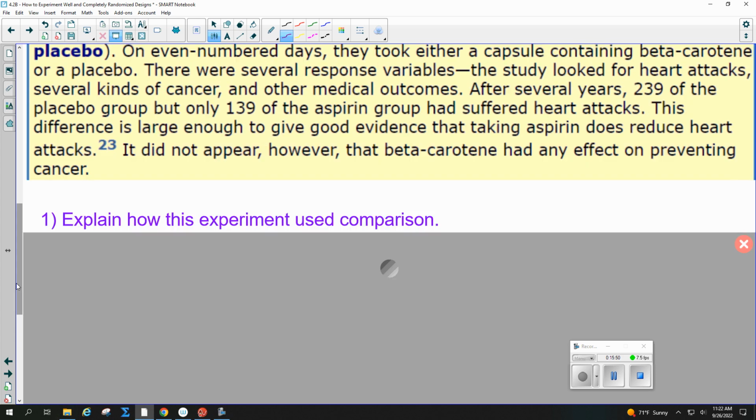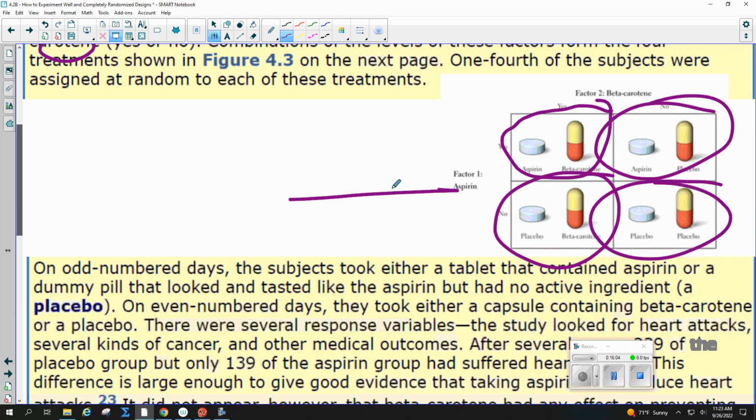How did they use comparison, you guys? Anybody? Someone besides Robbie? Heath, what do you think? Yep, they had 4 groups that they were comparing, and some of them were placebo pills. So yes, because of the 4 groups and the placebo pills.